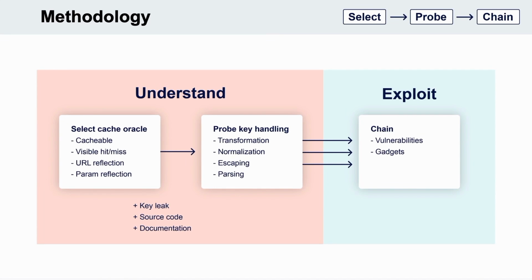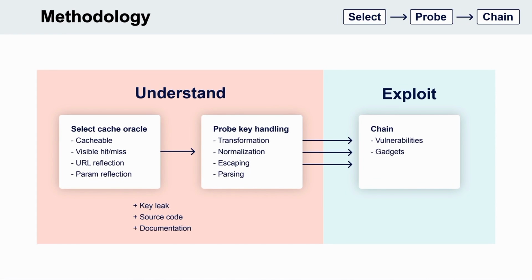This is just a term I've made up for a page on the site that we're going to ask a series of questions to in order to understand how the cache works. This page needs to be cacheable, and it needs to tell us somehow whether it got a cache hit or a cache miss. This could be headers, or it could just be the speed with which the response comes back. And in theory, those two conditions are sufficient, but it will also make life easier and let us find some more advanced attacks if this cache oracle page also reflects the whole URL and reflects at least one specific parameter.